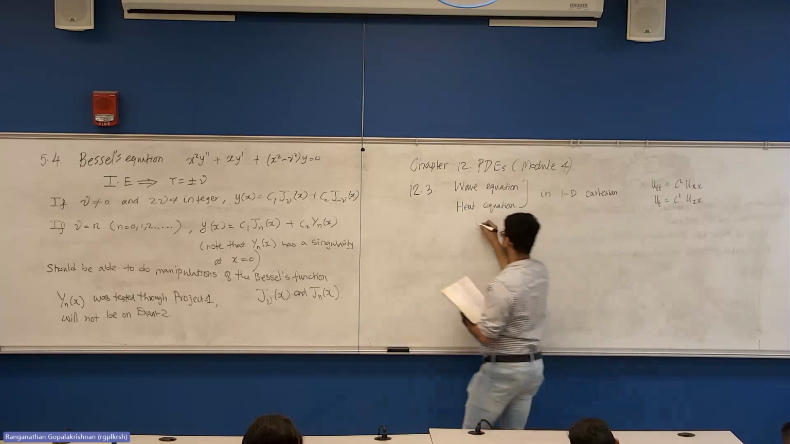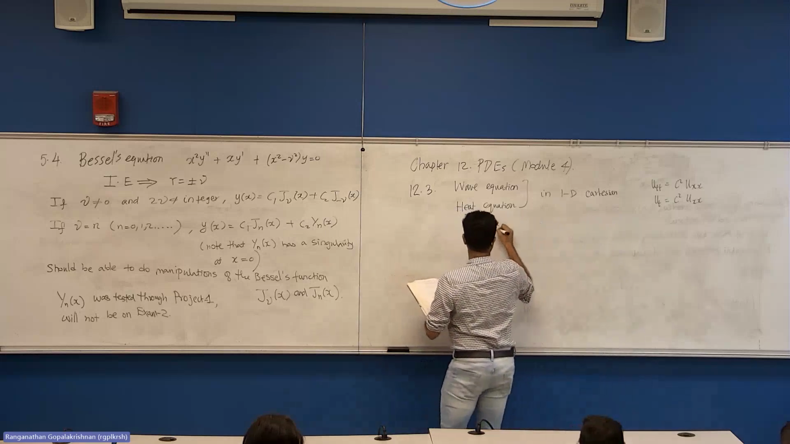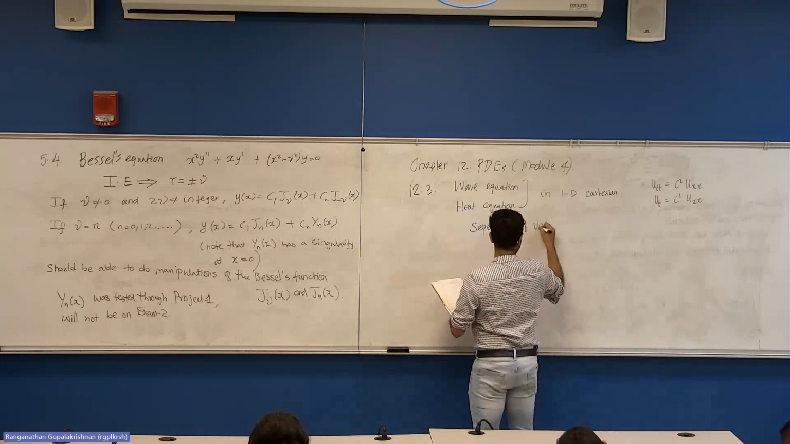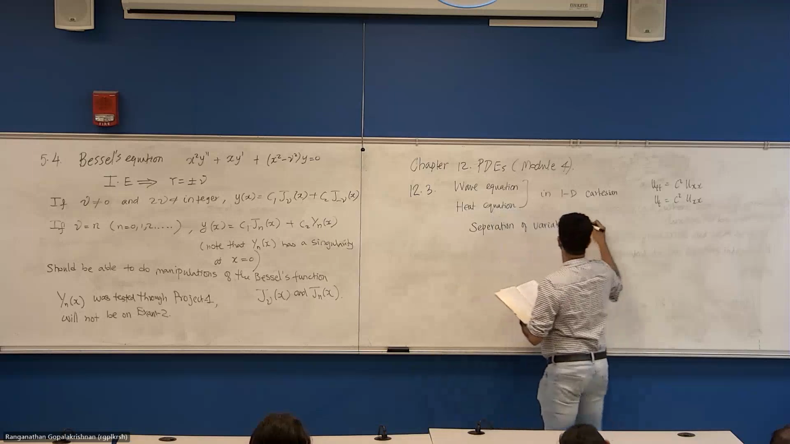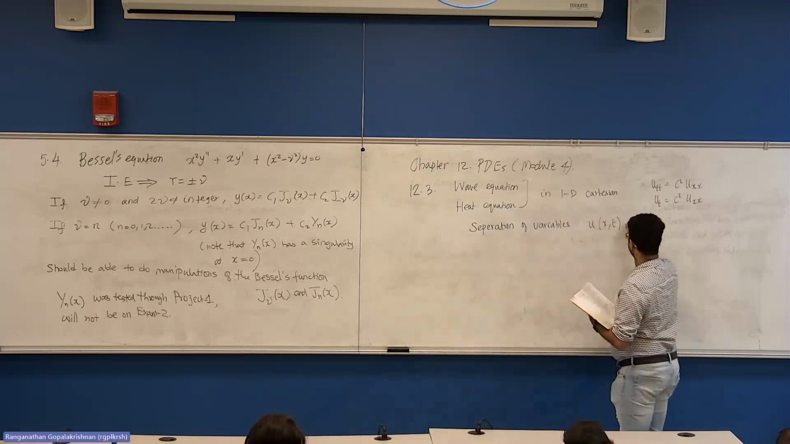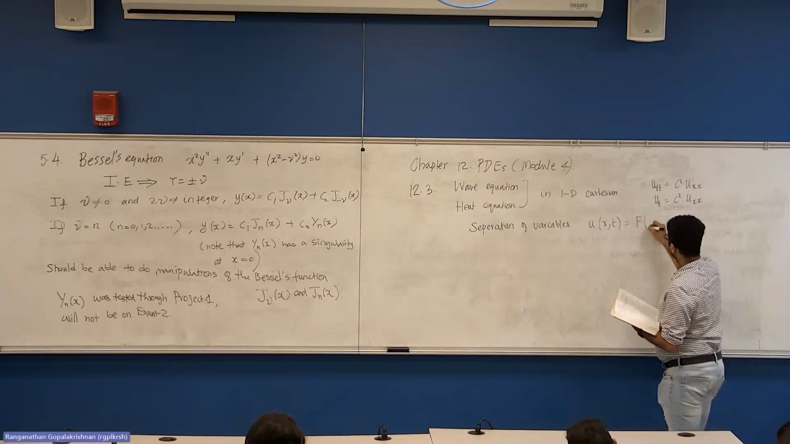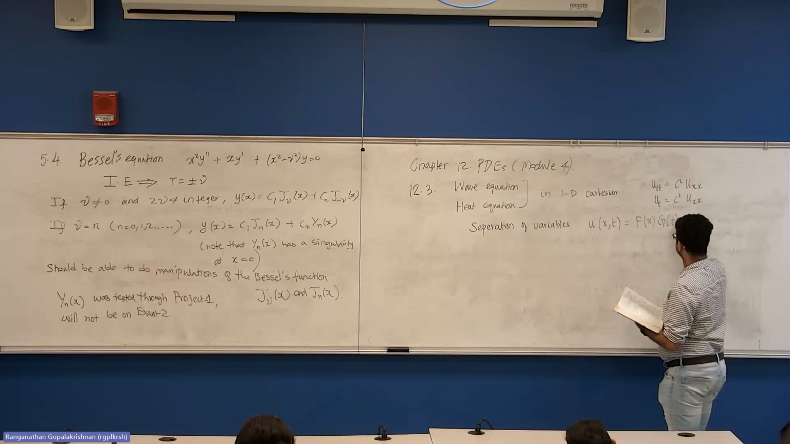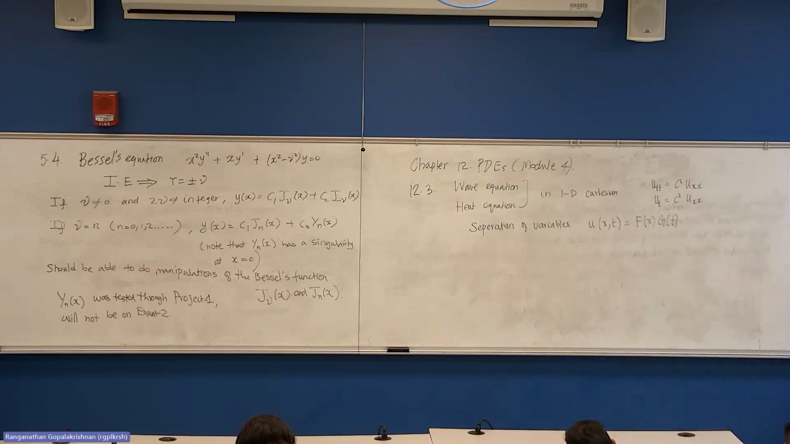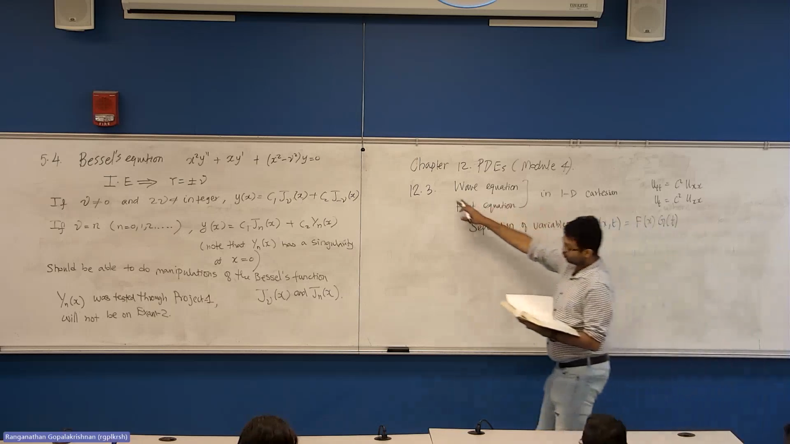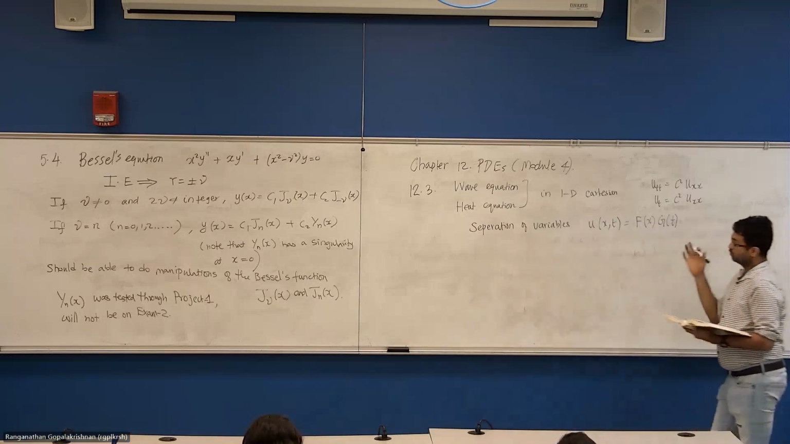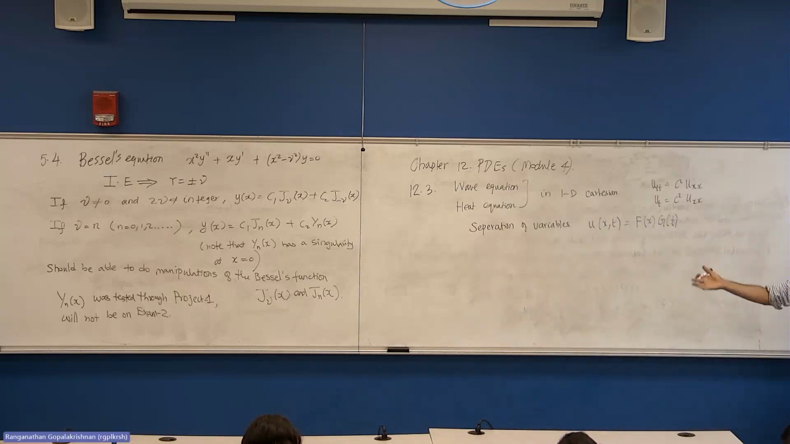Mainly what we started seeing there is the idea of separation of variables, to say u of x comma t is f of x times g of t. This is the starting point for all our solution processes. Okay. So by providing the section number, I'm hinting to you which problem sets to try at home.